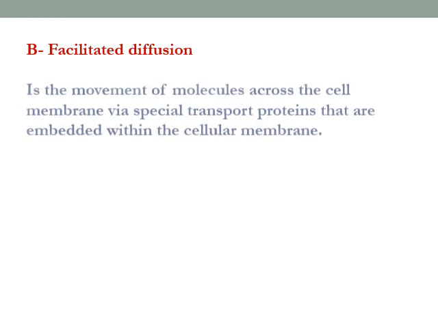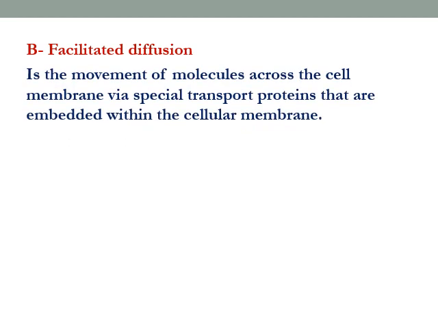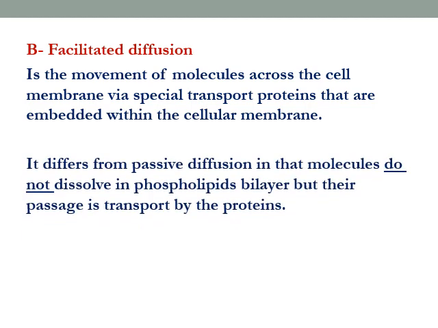The other type of passive transport is facilitated diffusion. The facilitated diffusion is the movement of molecules across the cell membrane via special transport proteins that are embedded within the cellular membrane. It differs from passive diffusion in that molecules do not dissolve in phospholipids bilayer, but their passage is transported by the proteins.